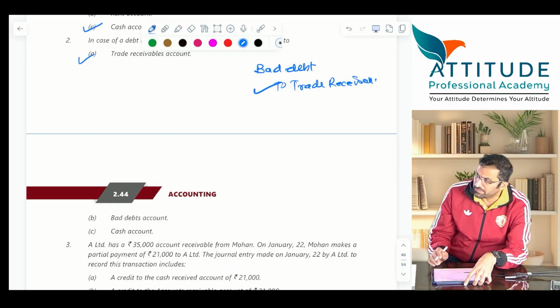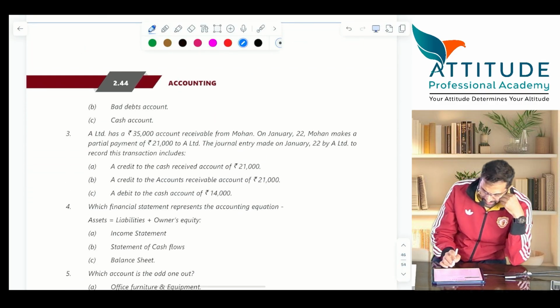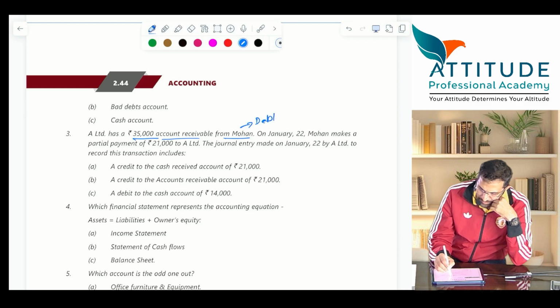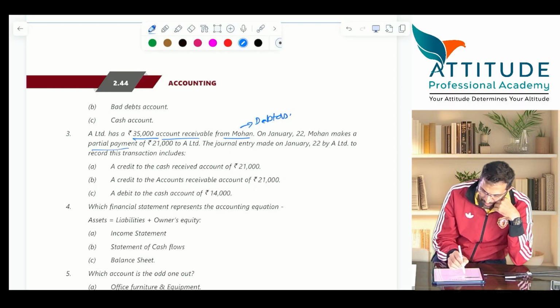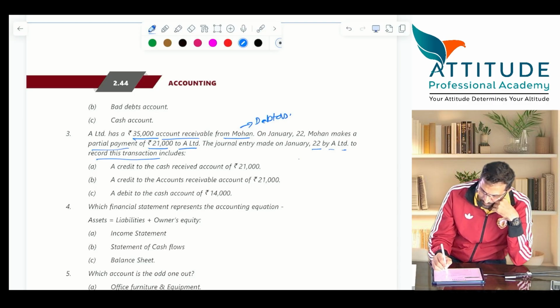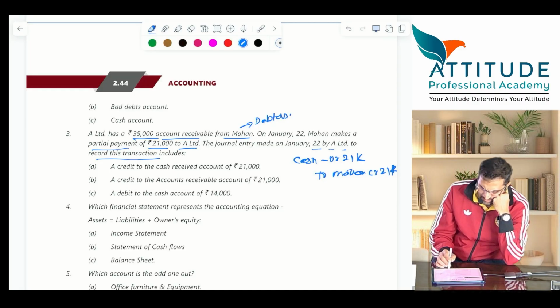I hope all of you understood. Next, come down here. A Limited has 35,000 account receivable from Mohan. So who is Mohan? Mohan is a debtor. Paise ene, account receivable. On January 2022, Mohan makes a part payment of 21,000 to A Limited. The journal entry made on 22nd by A Limited to record this transaction includes. Now tell me, in the books of A Limited, cash is received from Mohan. Entry. Cash debit 21K to Mohan credit 21K. Tell me, which is the correct answer?